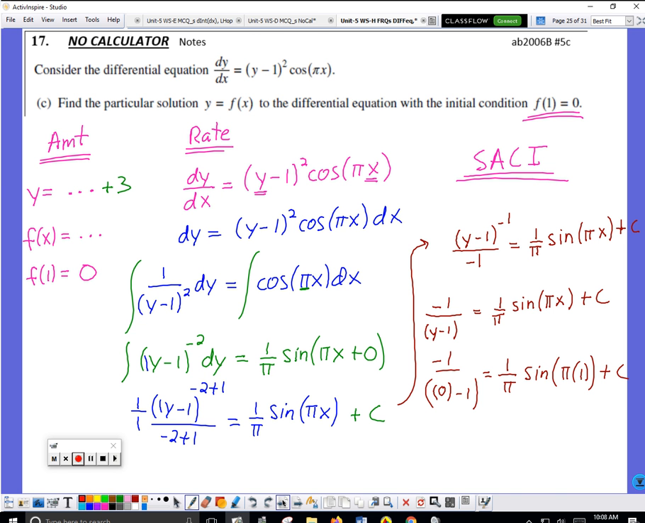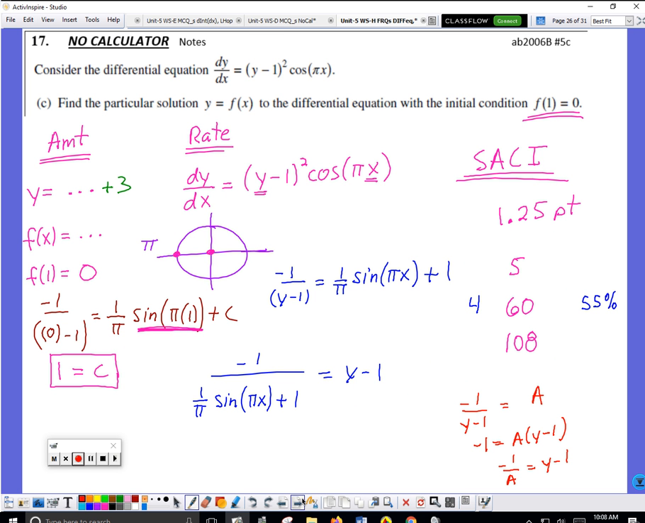Back to here. The last thing is add 1. We're done. So y equals this whole mass. Simplification is not required on the AP test, so I can stop now.